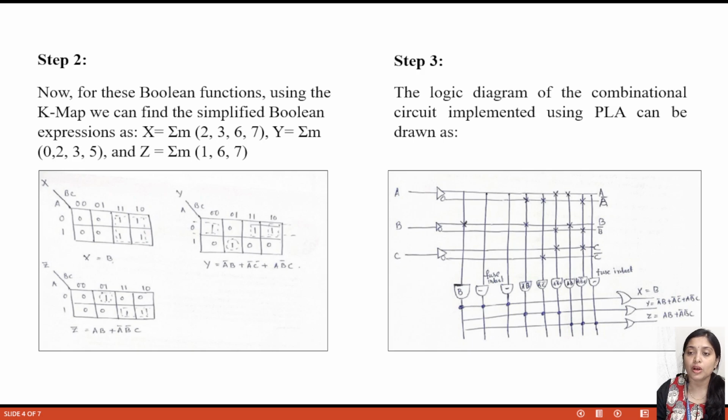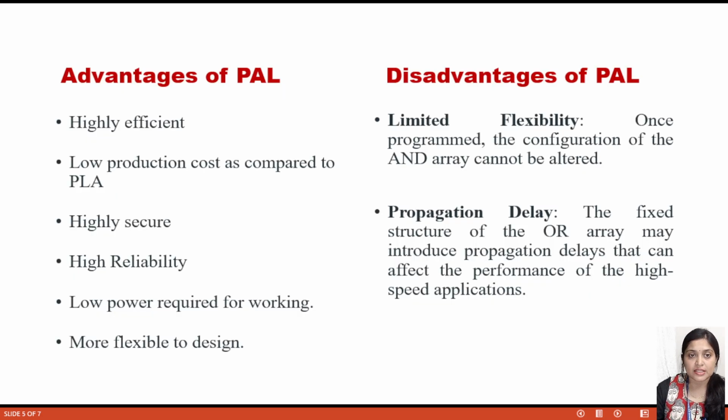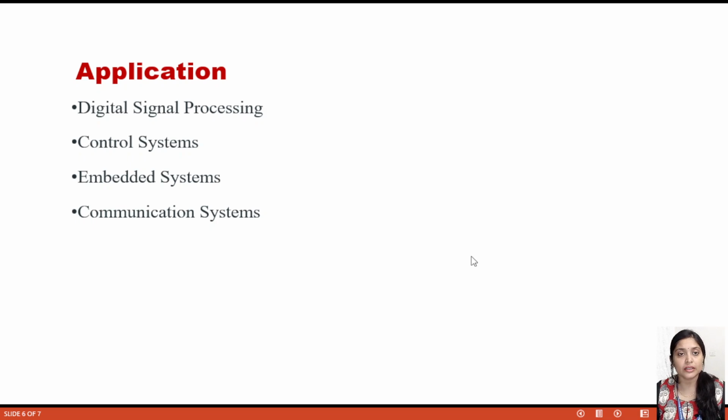Hope all of you can understand the basic design. These are the advantages of PAL: highly efficient, low production cost compared to PLA, highly secure, highly reliable, low power required, more flexible. And the disadvantages: limited flexibility. Once programmed, the configuration of an array cannot be altered, and there is also propagation delay. So these are the disadvantages and advantages. And these are the applications: digital signal processing, control system, embedded system, and also the communication system.